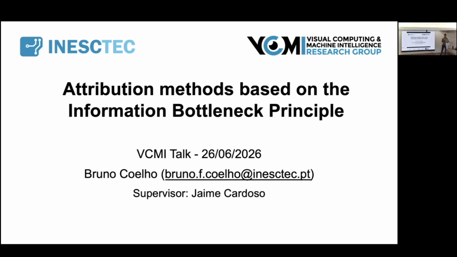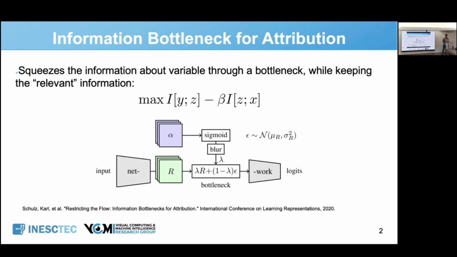And just to clarify, an attribution method is a visual explanation method where you try to understand what parts of the image your visual model is looking at when it makes a prediction. Just to give some context because I forgot to put it here.